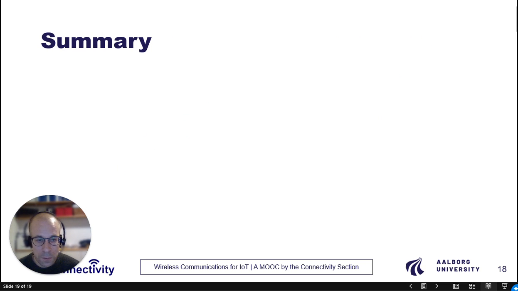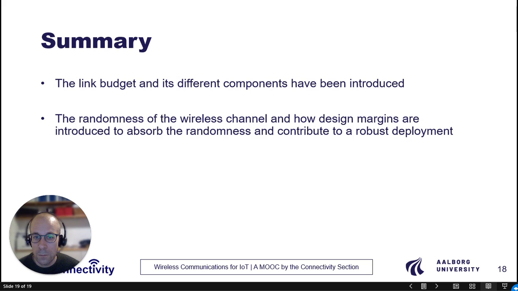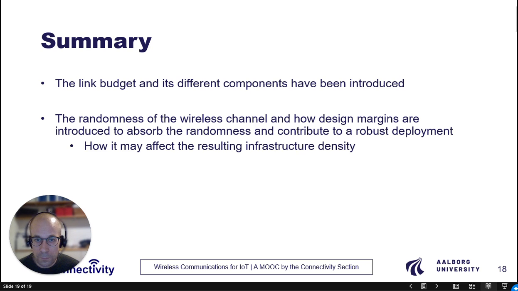So to wrap up, in this small video, we have defined the link budget, looked at its different components, and we have seen what that translates to in terms of coverage, in terms of design margins, how design margins are used to absorb the randomness of the wireless channel. As a result, this will affect the density of the infrastructure that we are planning.